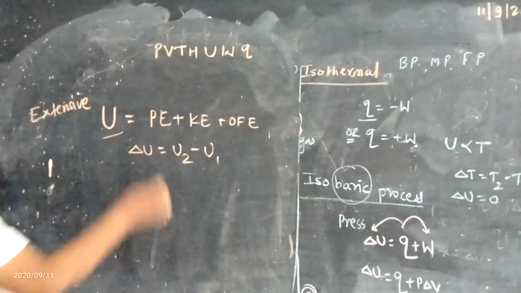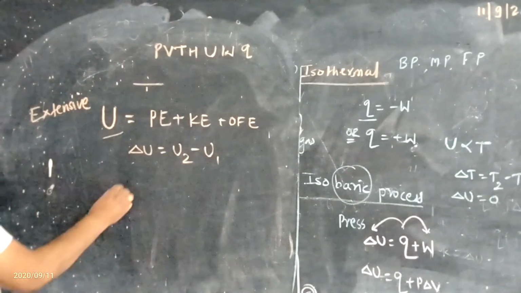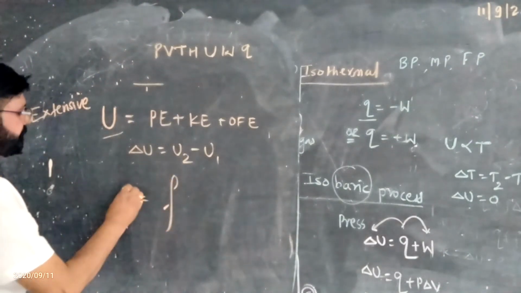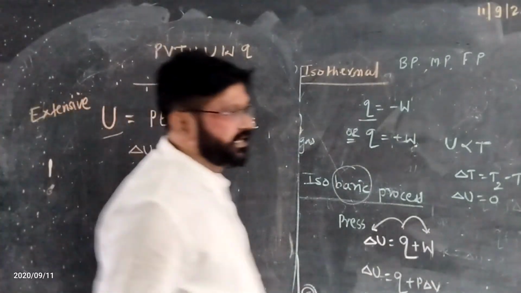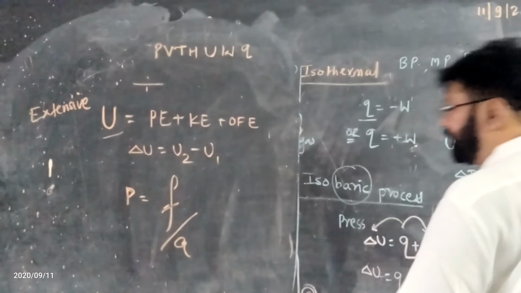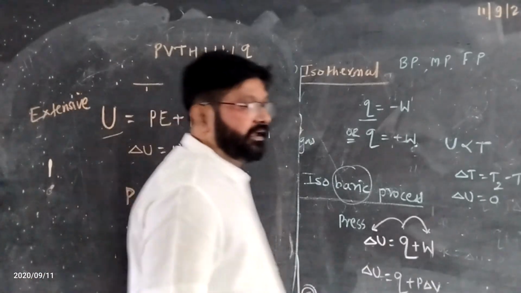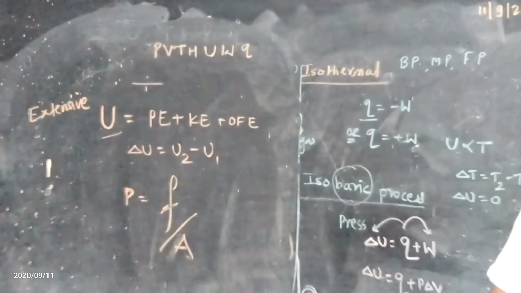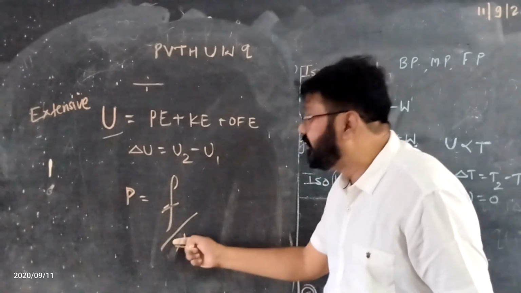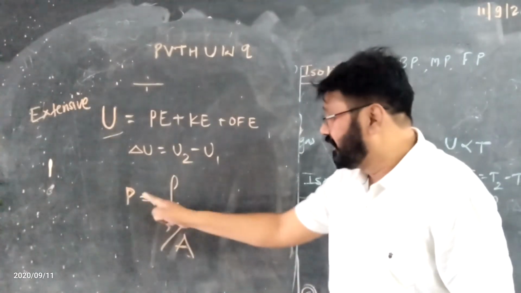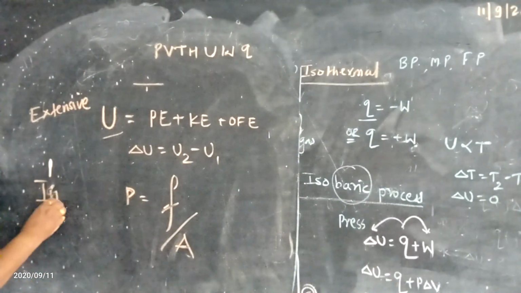Now look towards pressure. There is only one sign remaining, that is division. Pressure is equal to force per unit area, the force exerted by the system per unit area A. According to the new syllabus, area is denoted by capital letter A. The sign used is division. Therefore, pressure acts as an intensive property.